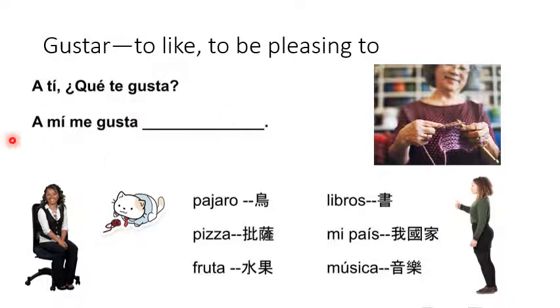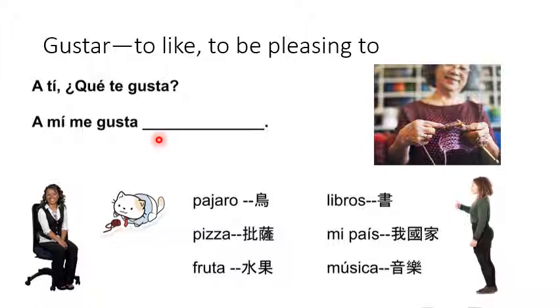你喜欢什么? Huh? So try to use this phrase. A mí me gusta, something, huh? You've already learned some nouns and some verbs. So try to use either a noun or a verb here, right? For example, me gusta pizza. I like pizza. Or a mí me gusta comer pizza, right? Either a noun or a verb and a noun together in this space here.